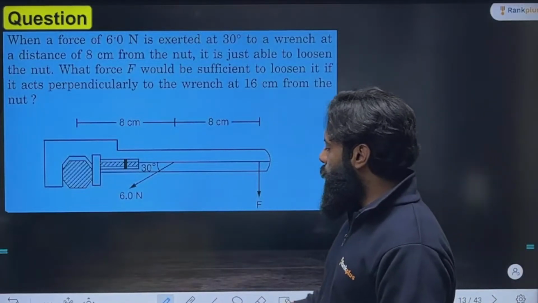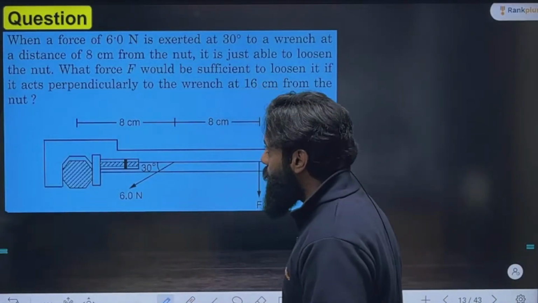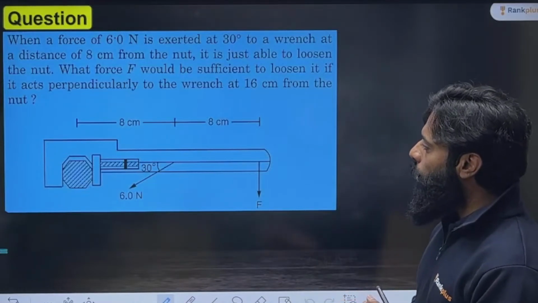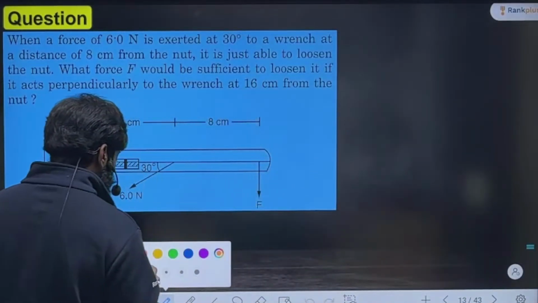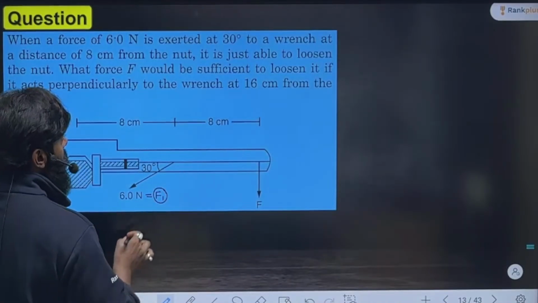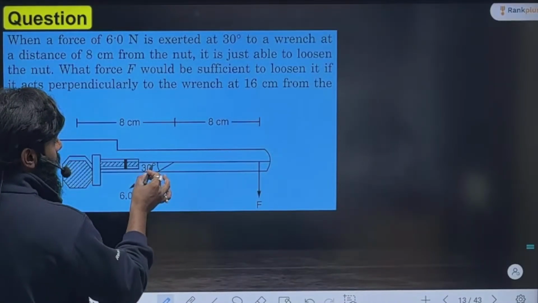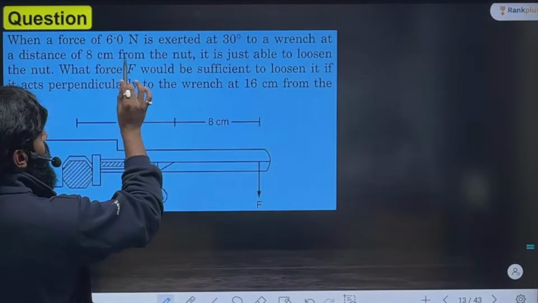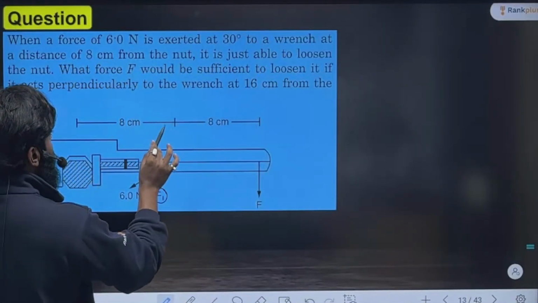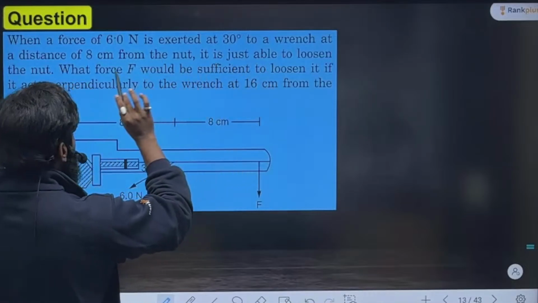Okay, another question here from the H.C. Verma book. When a force of 6 Newton is exerted at an angle of 30°, basically what we are doing here is applying a force in the first case. This is the force of 6 Newton at an angle of 30° on a wrench at a distance of 8 centimeter from the nut, and it is just able to loosen the nut.